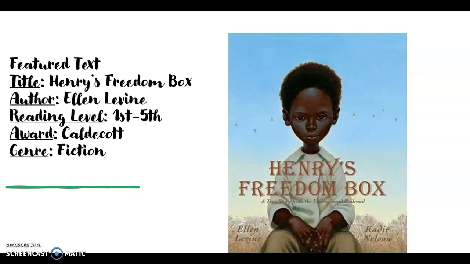So my first book and featured text is Henry's Freedom Box. The author is Ellen Levine. The reading level is 1st through 5th, the award is Caldecott, and the genre is fiction. This is the story about a real man named Henry Box Brown who lived in the 1800s in the United States, and he was basically born a slave.